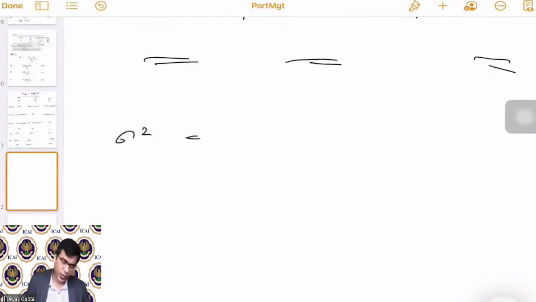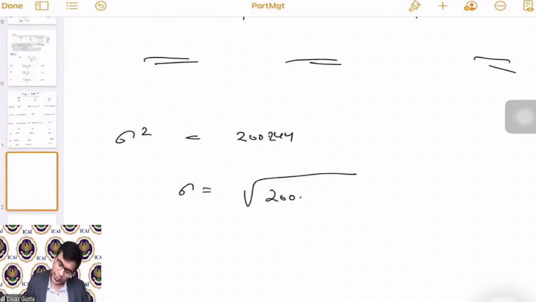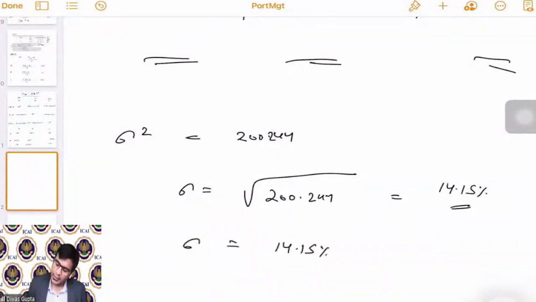Standard deviation square is coming as 200.244. And to calculate the rest, we will take a square root of 200.244, which is coming out to be 14.15%. Okay, students. So this is what the standard deviation comes out to be as 14.15%.